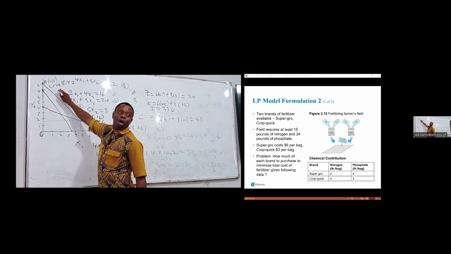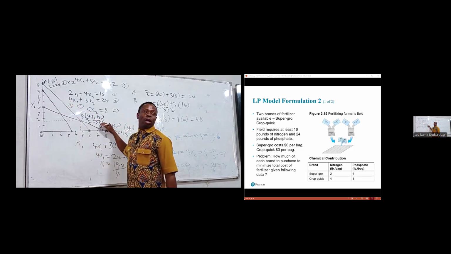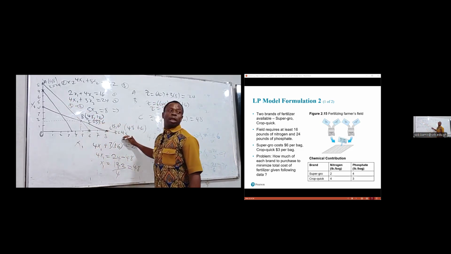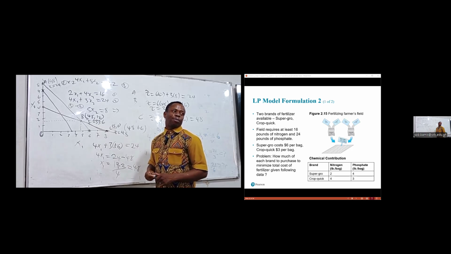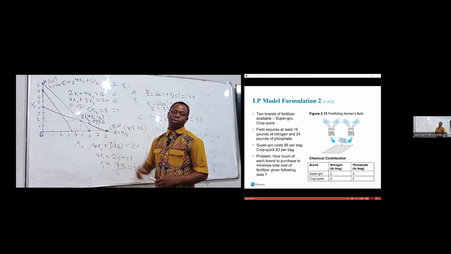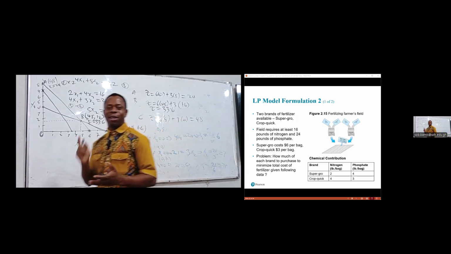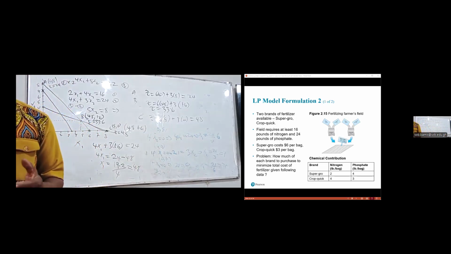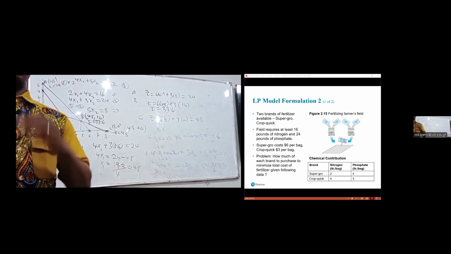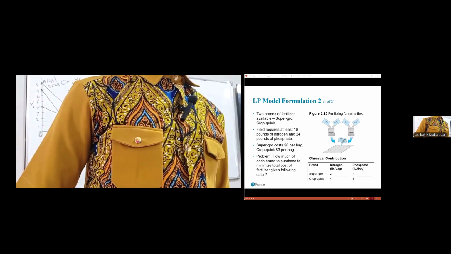So 24 total cost, 33.6 total cost, and then 48 total cost. Which one is smaller? 24. So it agrees with the fact that the answer is in point A. So that's how you solve it mathematically and graphically. Next week, we are going to learn how to solve it using the computer.